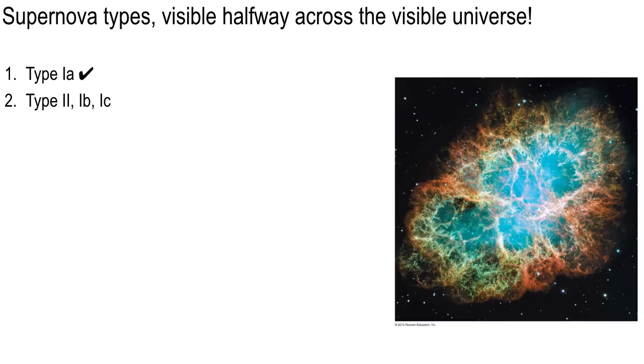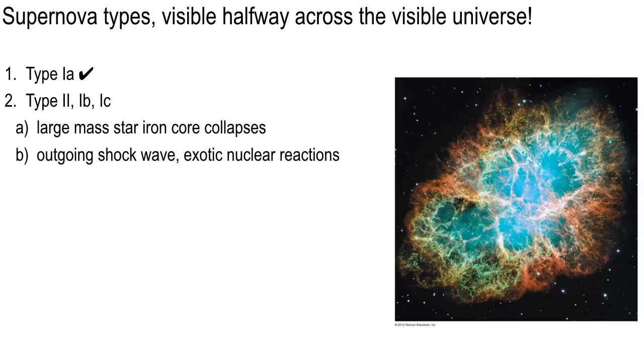Now, we've already done type 1a, and let's do type 2. And actually, type 1b and 1c are also considered core collapse, but I'm going to mostly mention type 2. Okay, so we have a large mass star, iron core collapses, and when that happens, everything crushes down and basically bounces off the core. The core can't be compressed anymore. And you get this outgoing shock wave. So the inner layers above the core collapse onto the core and they shock out.